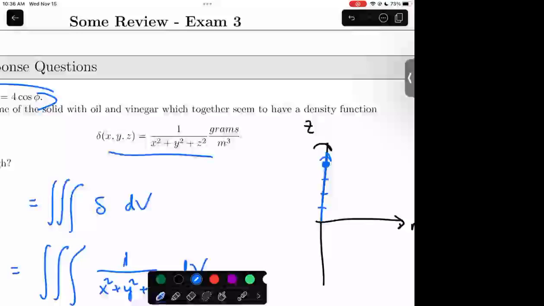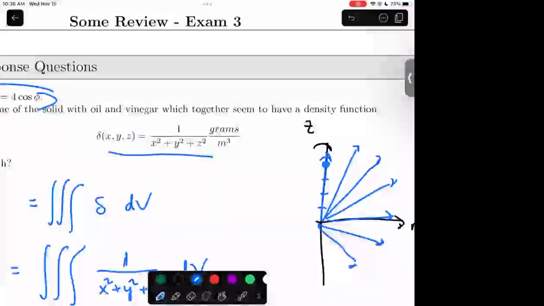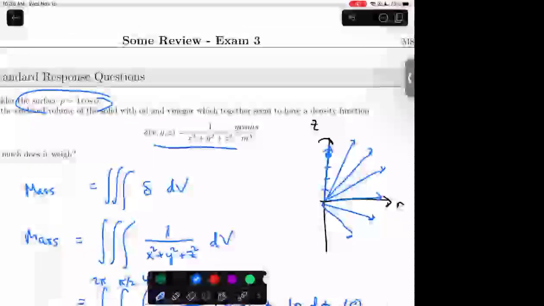Then we could say, what happens if phi equals pi over 6, or phi equals pi over 4, or phi equals pi over 3, or phi equals pi over 2? And we could keep on plugging in these different phi values into our surface equation. And that tells us how many steps away from the origin we need to walk.